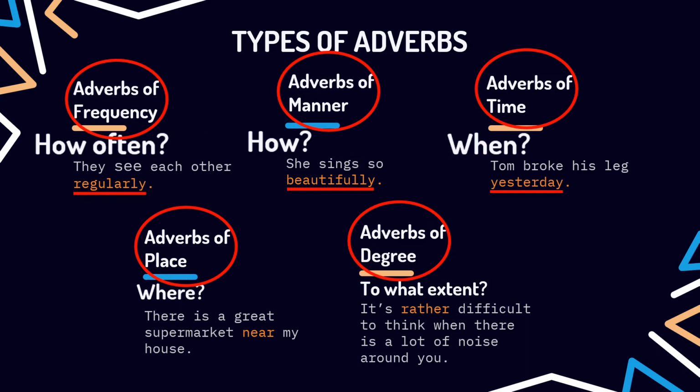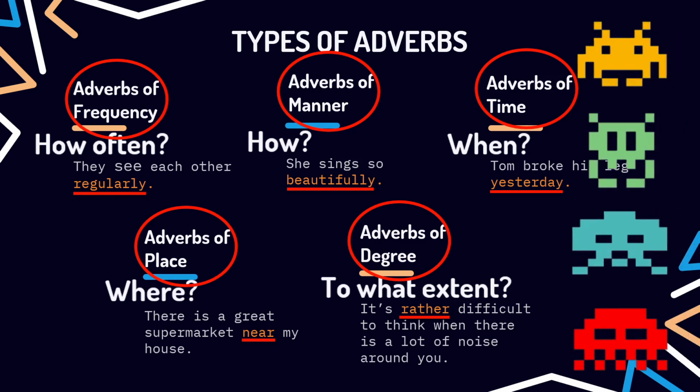And number 4, adverbs of place. Adverbs of place explain where. Where is the action happening? For example, there is a great supermarket near my house. Near my house. And number 5, adverbs of degree explain to what extent the particular action is happening. Example: it's rather difficult to think when there is a lot of noise around you. So there are 5 kinds of adverbs, which are adverbs of frequency, adverbs of manner, adverbs of time, adverbs of place, as well as adverbs of degree.